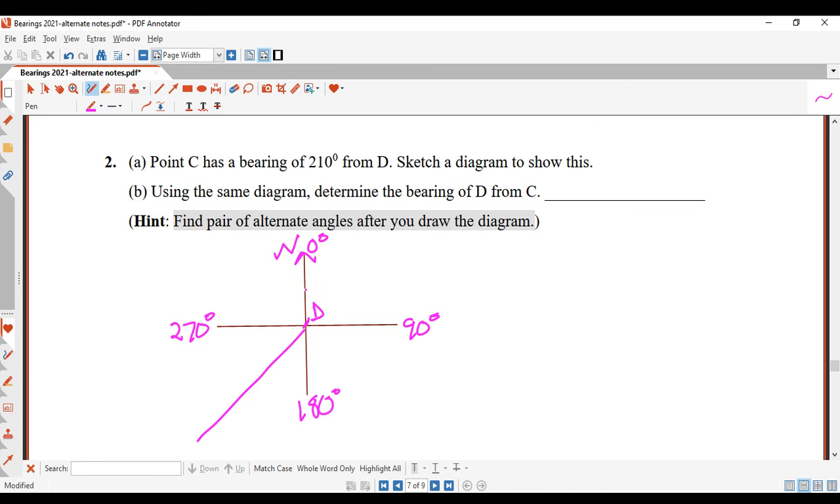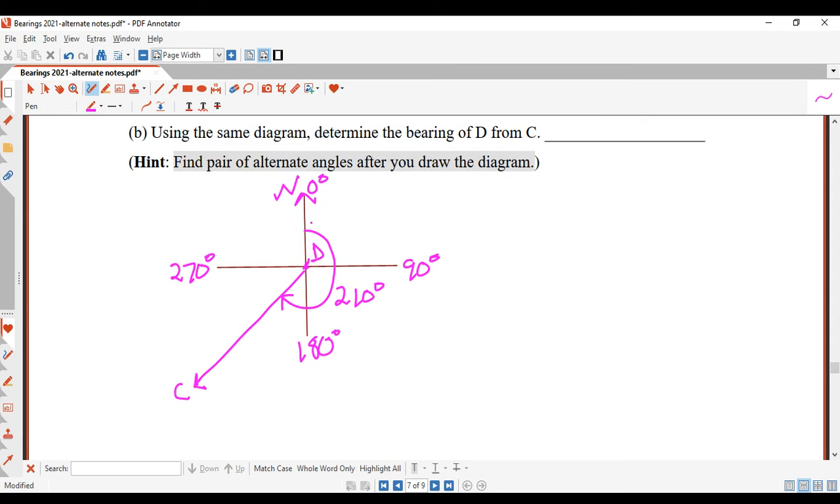Okay? So this angle here is 210 degrees. All right. Now, so that's a direction that C is from D. Okay, so you're standing at D. Now, we've done the first part, which is sketch the diagram. Part C says using the same diagram, determine the bearing of D from C. And because the bearing's been taken from C now, I've got to draw a second compass in at C.